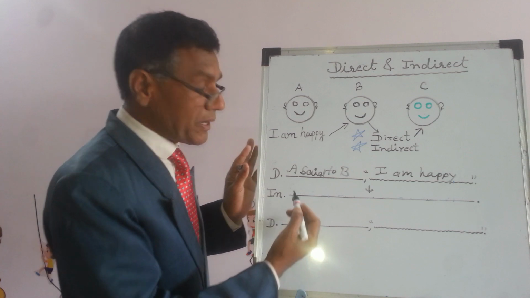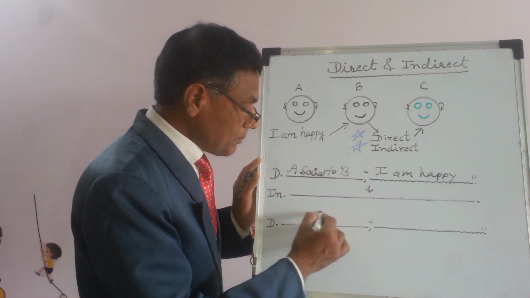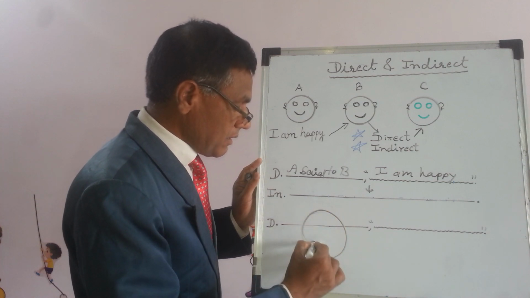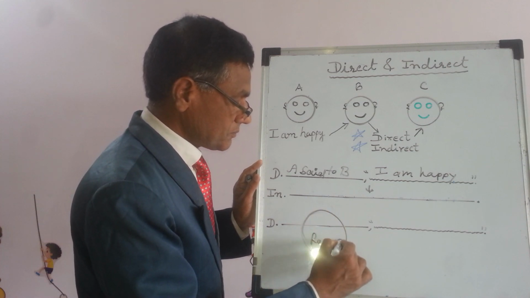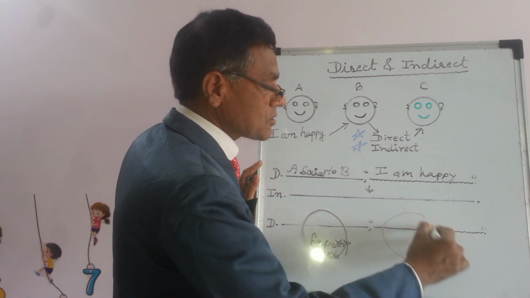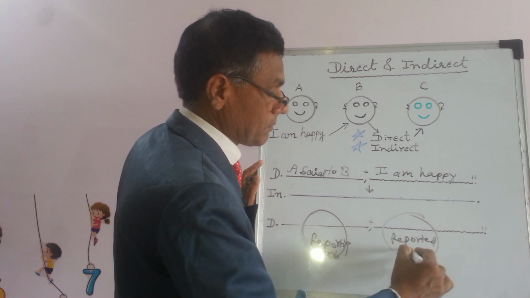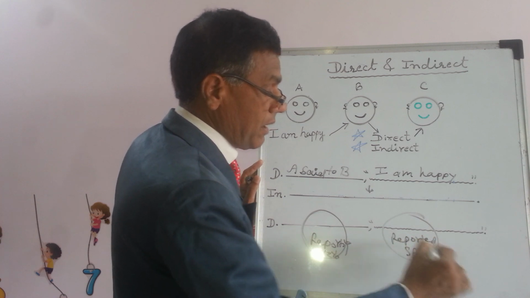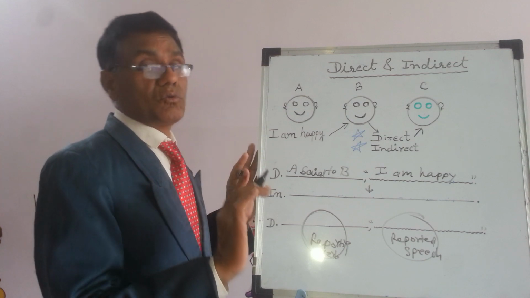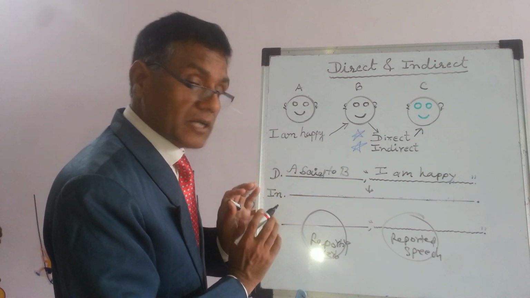But I will explain one more thing, that this particular part of direct narration is called the reporting verb. And this part is called reported speech. And there are 5 rules to convert from direct narration to indirect narration.